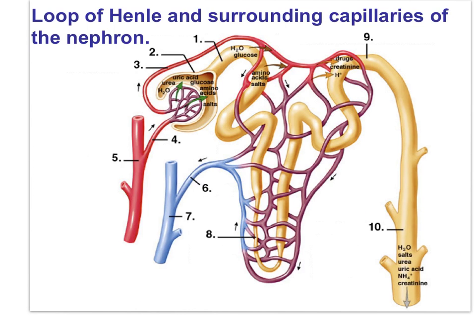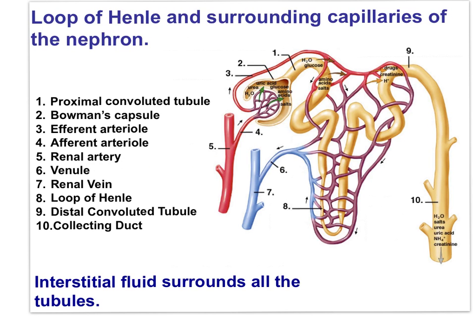Here's a chance to practice the annotation of a nephron. With the exception of number 6, which is a small vein known as a venule, you should be able to name all other structures. Turn the movie off now for practice. Here are the named structures. Spend some time with this slide. Turn the movie off again. As a note for the future, fluid surrounds all of these capillaries and tubules. The fluid surrounding all of these tubules is called interstitial fluid.